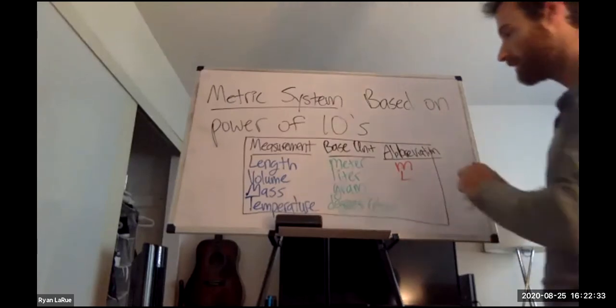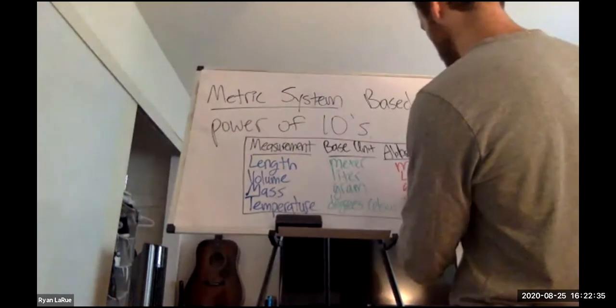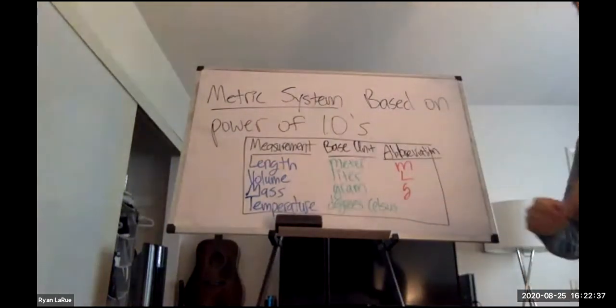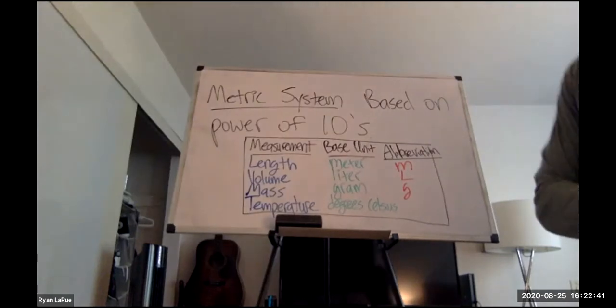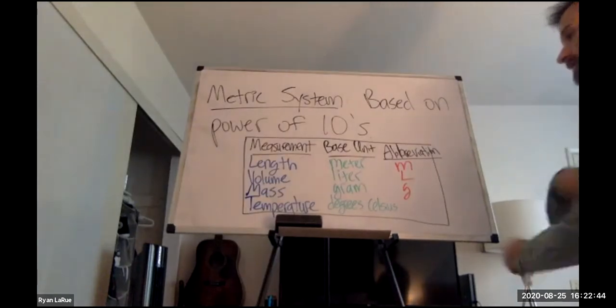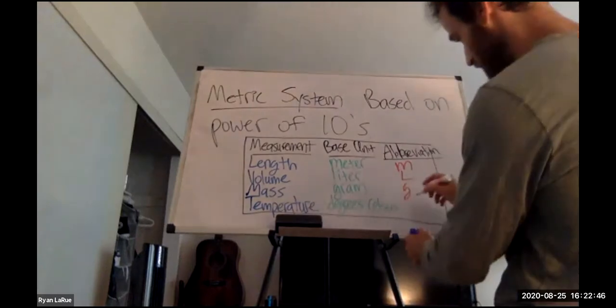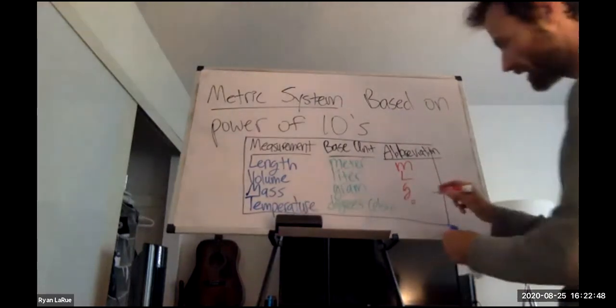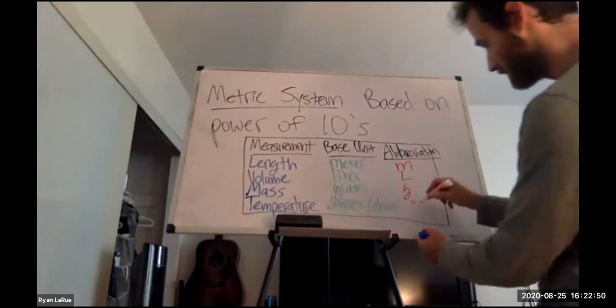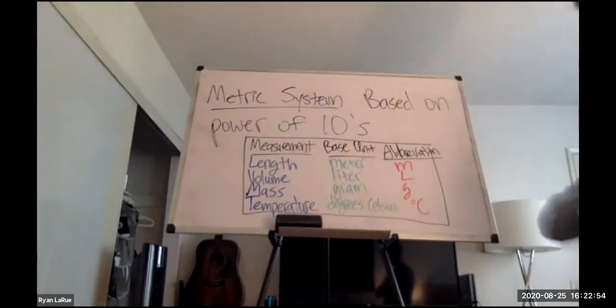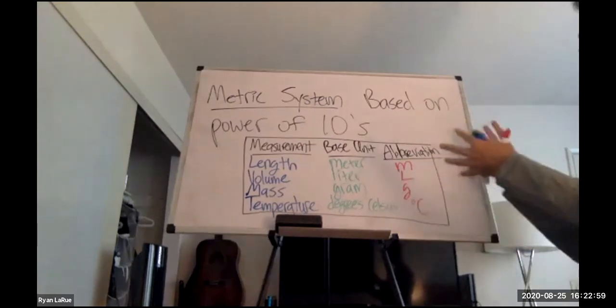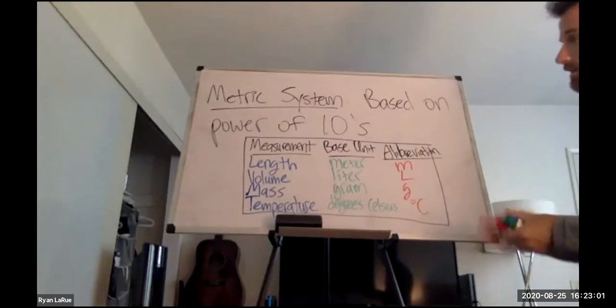Gram is a lowercase g for grams. And then degrees Celsius is this tiny little circle up high, superscript, with a C, big capital C like that. So again, scientists use this. And the reason for this power of 10 thing, you'll see what that means in a sec.